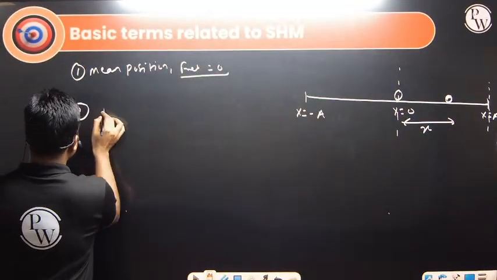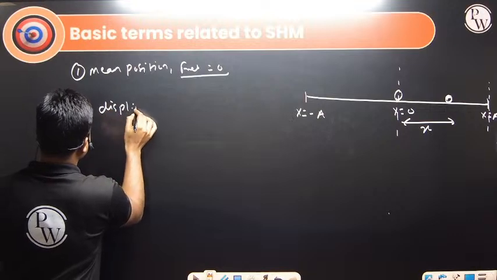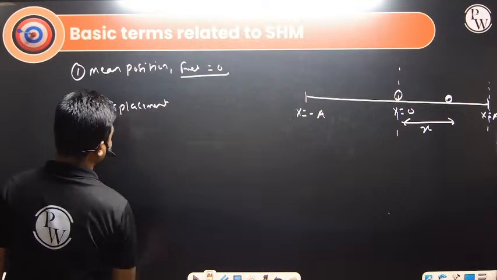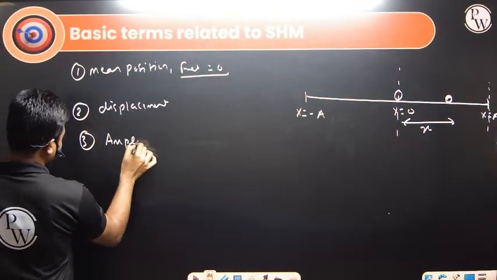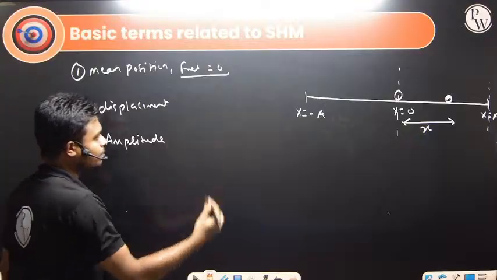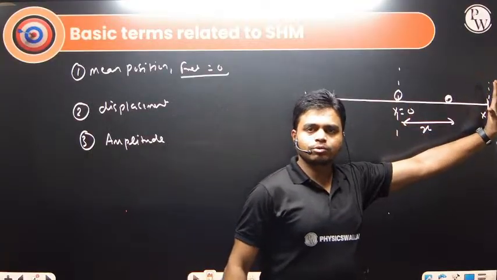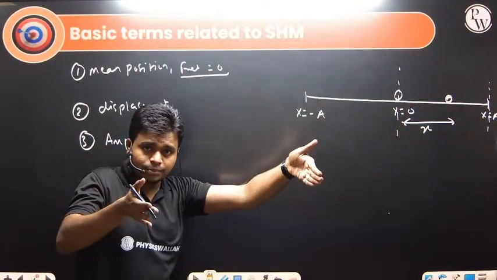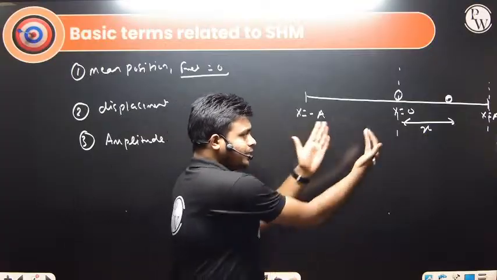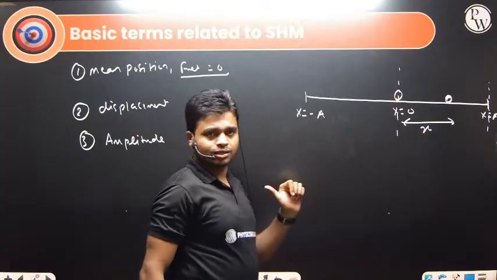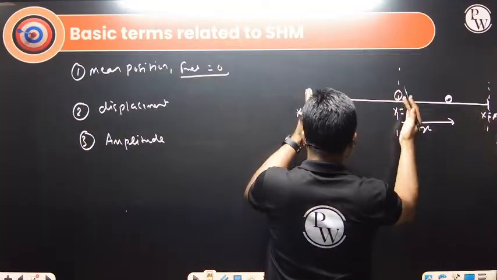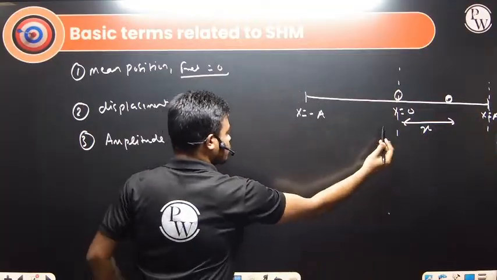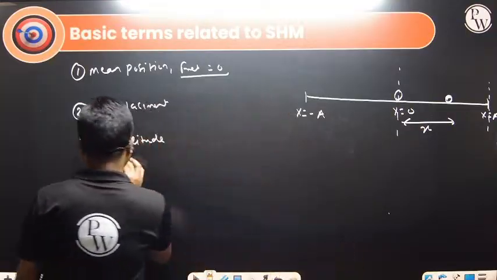Second is displacement of the particle. Third is amplitude. What is amplitude? The amplitude is the maximum displacement of the particle from the mean position. How far it goes from the mean position, that maximum displacement is what we define as amplitude. This is x equals a, and on this side x equals minus a, which is also maximum displacement, so also amplitude.